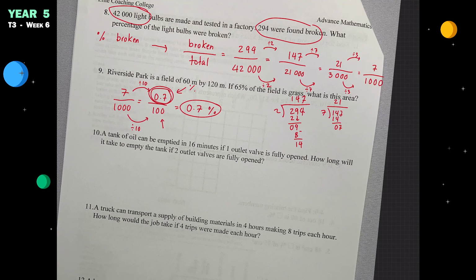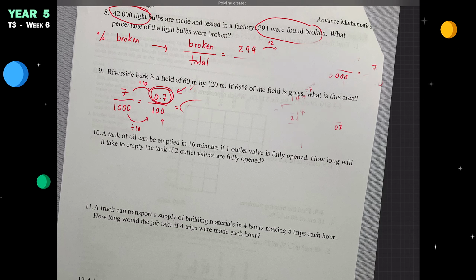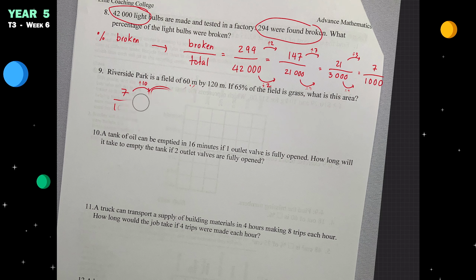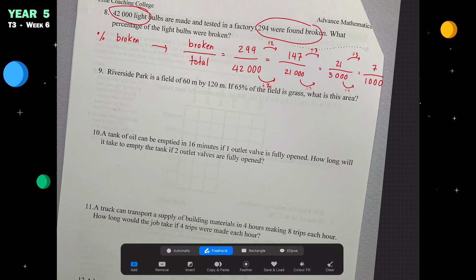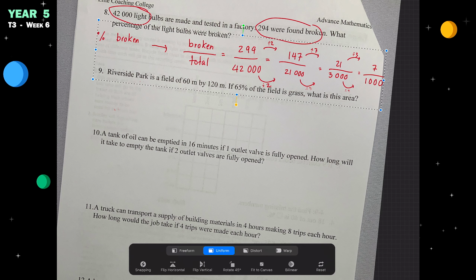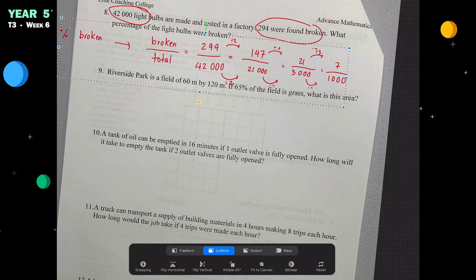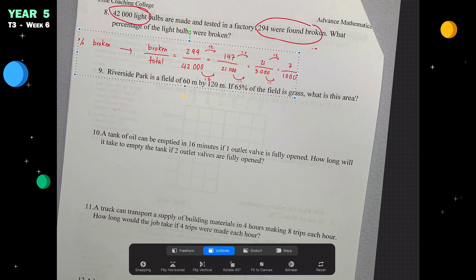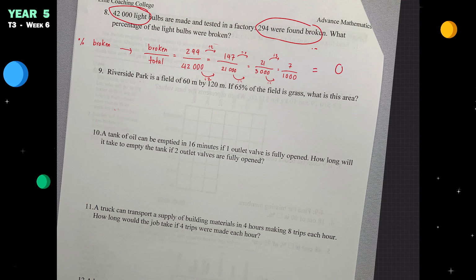That was a long one, I think. I'm just going to rub this out now. So the answer is 0.7%. Let's move this over here. Maybe shrink it a bit. Okay. And say that the answer was 0.7%.